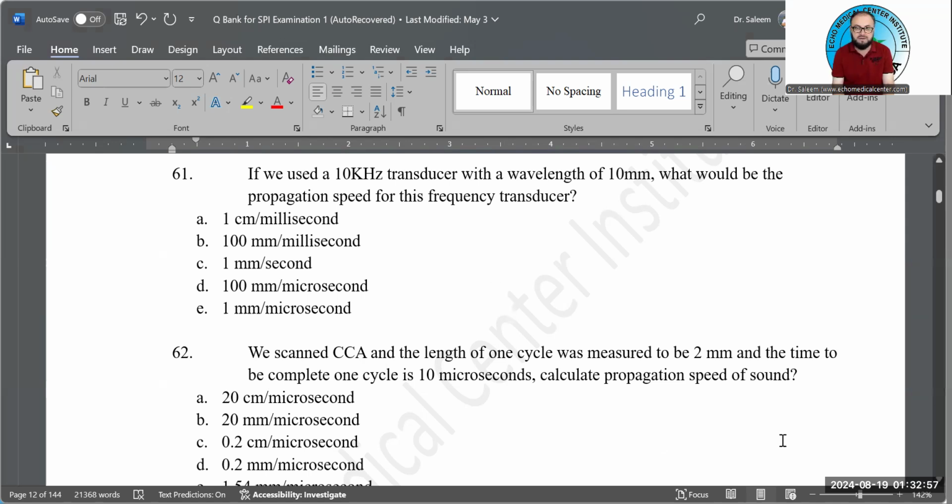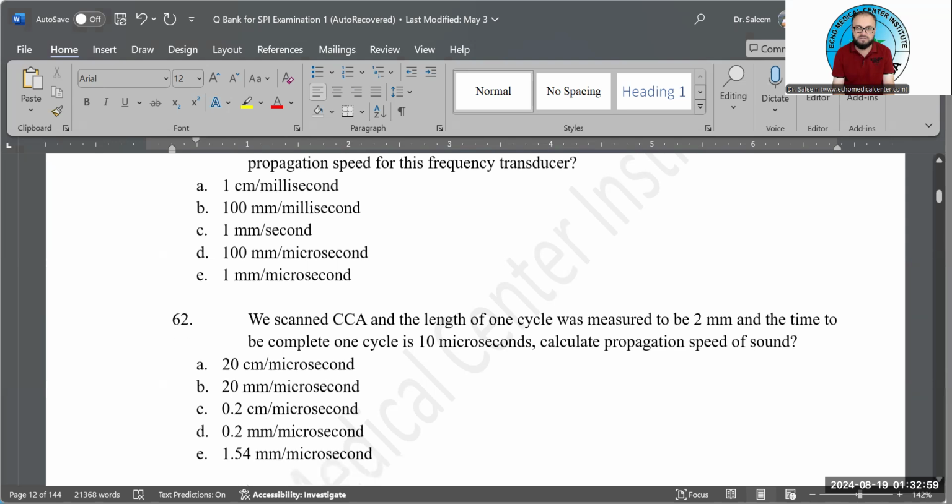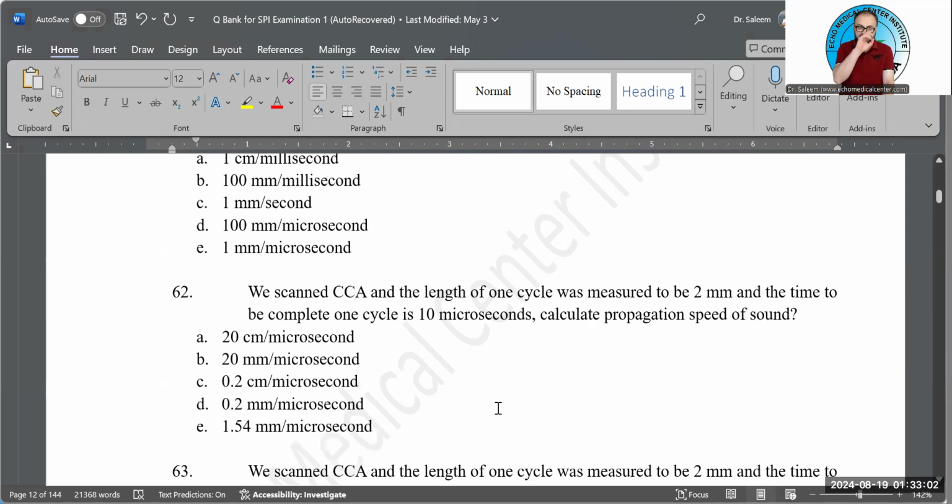Absolutely right. Let's look at this question. We scan a CCA, and the length of one cycle was measured to be 2 millimeter. It means the wavelength is 2 millimeter, and the time to complete one cycle was 10 microseconds. Now, what is the propagation speed for this sound? Simple and easy. One thing is clear, the wavelength is 2 millimeter, but where is the frequency? We don't see the frequency in this question. It is there, but it needs two steps to get to the answer.